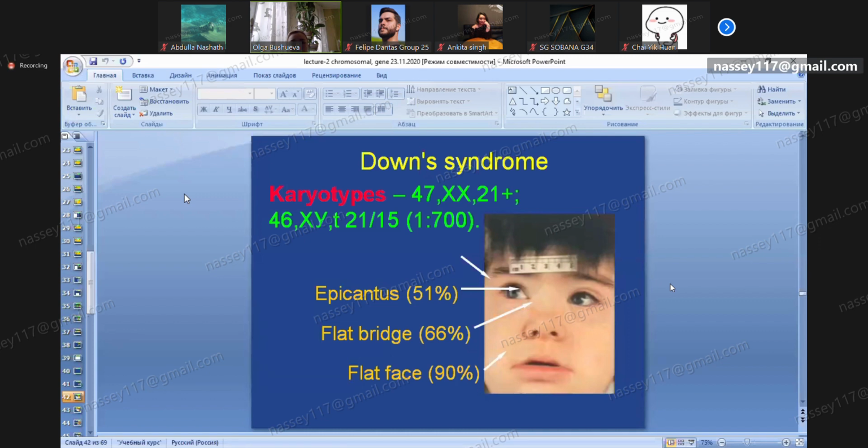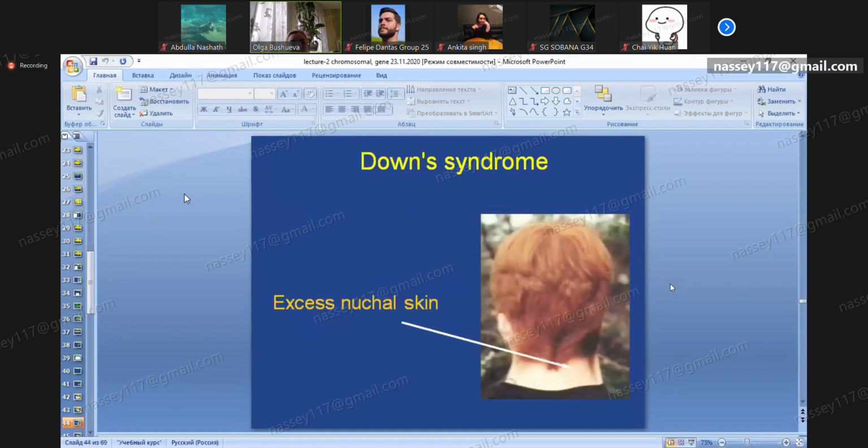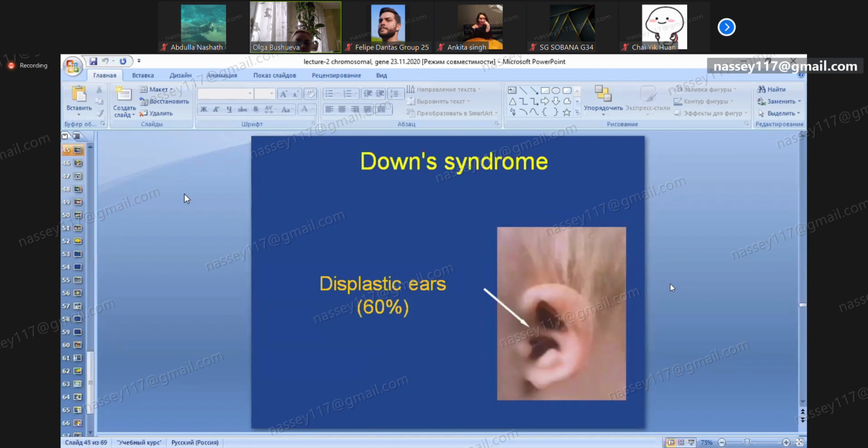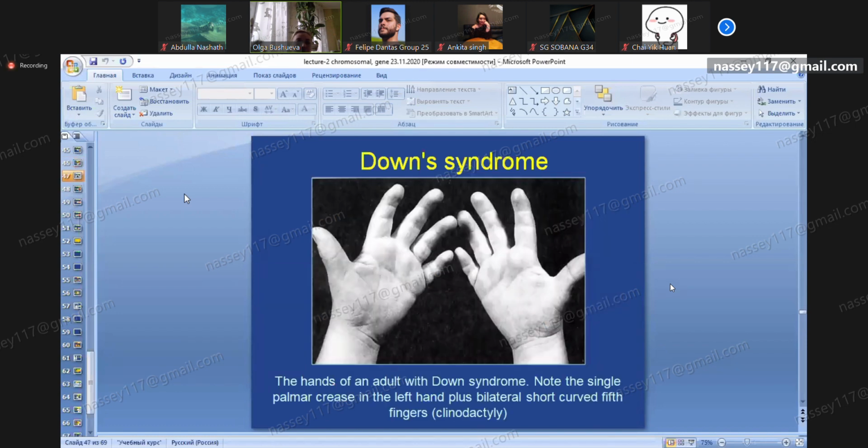On this slide, you can see an example of epicanthus, flat bridge, flat face, upward sloping palpebral fissures, flat bridge also, protruding tongue, epicanthus, excess nuchal skin, dysplastic ears, brachydactyly, the single palmar crease also you can see.